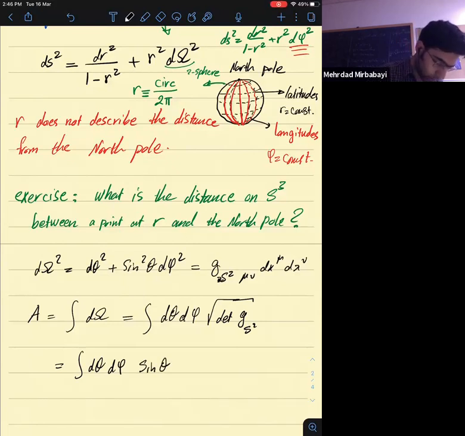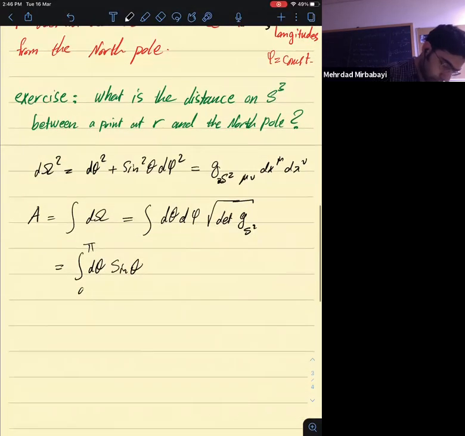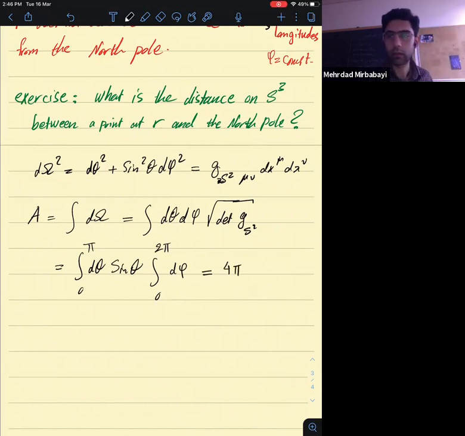And to be more specific, here theta ranges from 0 to pi, and phi ranges from 0 to 2 pi. So this integral gives me 4 pi. So 4 pi is the area of a unit two sphere.